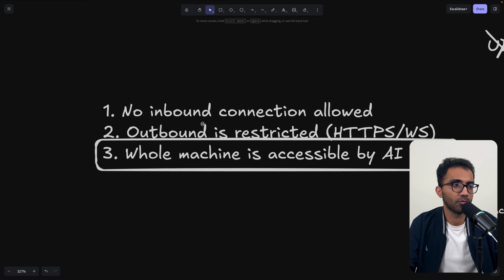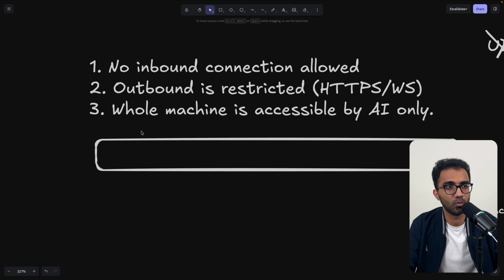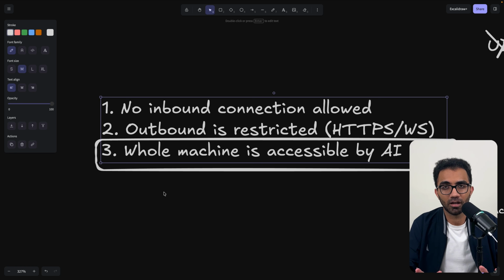Getting shell access, however, obviously does not fix anything else. The outbound traffic is still restricted and you can't do a whole lot of stuff. But that is at least fun to have.